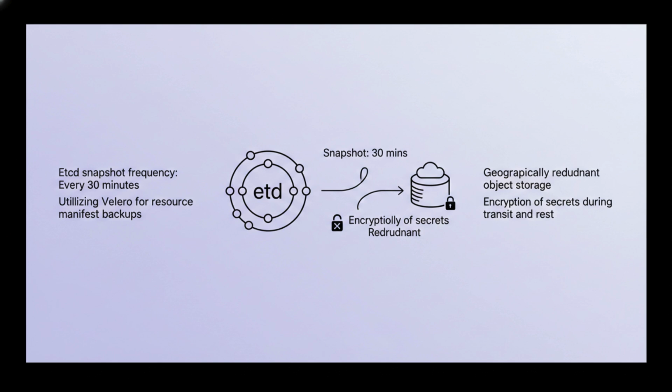Furthermore, we must ensure that our backup process includes the encryption keys and secrets necessary to decrypt data upon restoration. Without a consistent etcd backup, a cluster is just a collection of empty nodes. We must automate the verification of these backups to ensure they are not corrupted when we need them most.